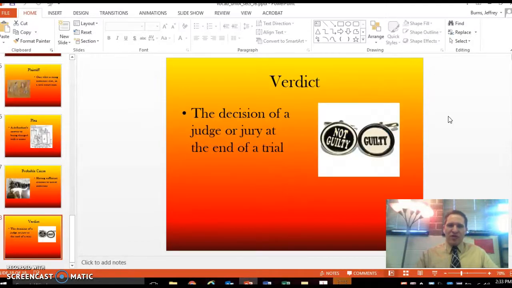All right, last one is verdict. And the verdict is the decision that the jury or judge makes at the end of the trial. Remember, the circuit court and the district court have a jury. The rest are just a judge or justice only. And this can be guilty or not guilty. You can either get convicted or acquitted. This is the answer at the end of the trial.